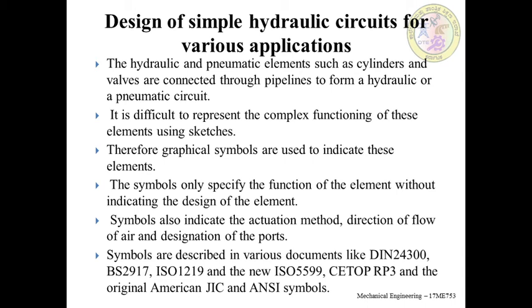For example, we are maintaining some standards like DIN 24300, BS 2917, ISO 1219, and the new ISO 5599, and CETOP RP3, and this is the original American JIC and ANSI symbols. Means these are all the standard symbols we are referring to for the standard representations. Okay, up to this we have completed 6 sessions.